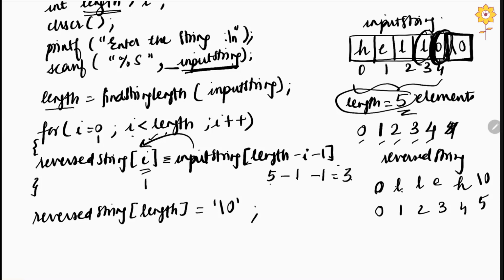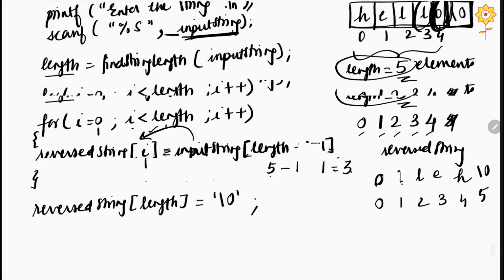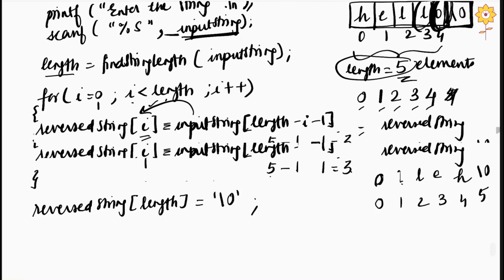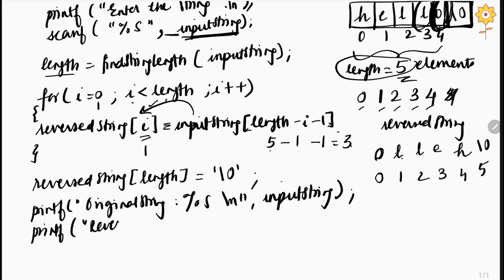For that we can basically use printf statements, yes. So we have written printf original string, percentage %s, because the format specifier for string is %s, and then here you will write input string after the comma. And printf reversed string %s, \n for new line, and you will write reverse string, the string name that you have created.